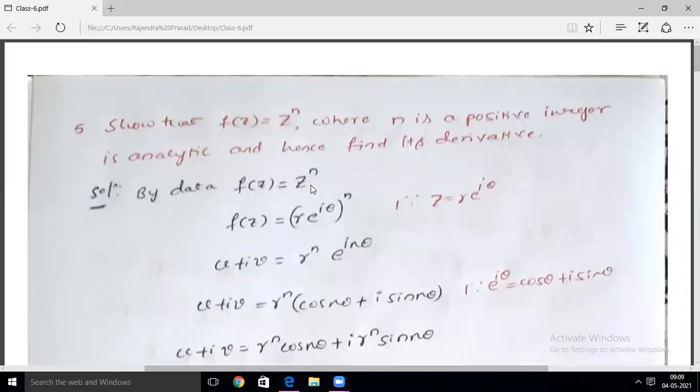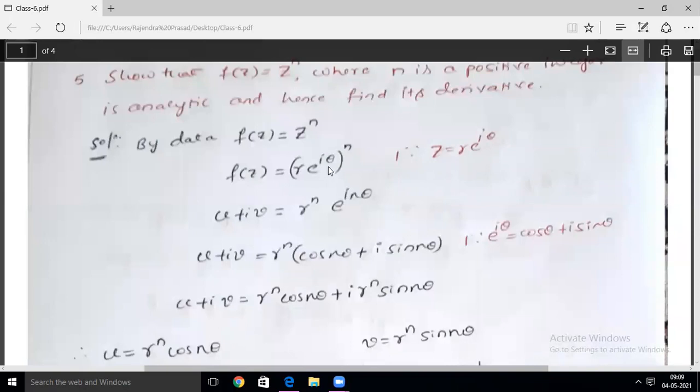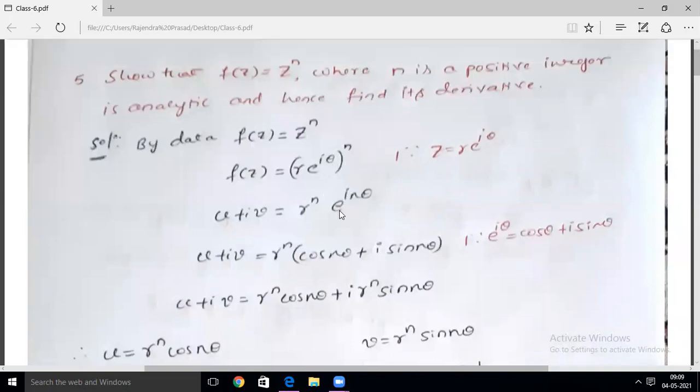So that's why better we go for polar form, that is z is equal to r into e power I theta. So in place of z we have to substitute r into e power I theta, r into e power I theta to the power of n. So here r into e power I theta to the power of n, this can be written as r power n e power I n theta.